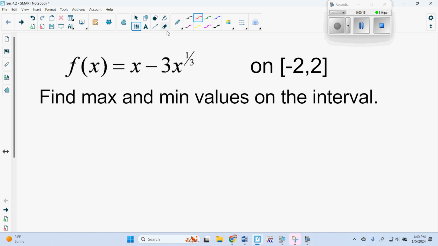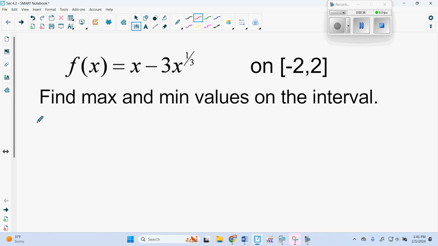Now, if you want to try this on your own, you can pause the video and try to solve this problem on your own. So I'll let you pause the video now. Okay. As we come back, let's go through and solve this.